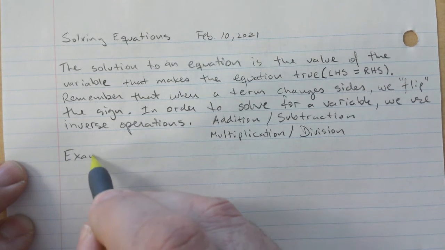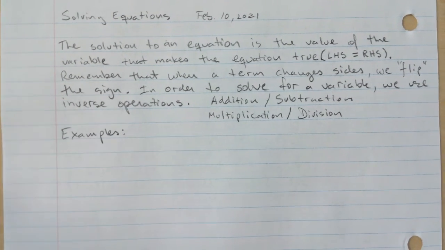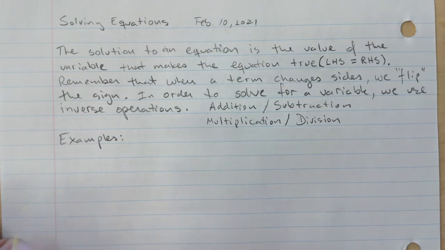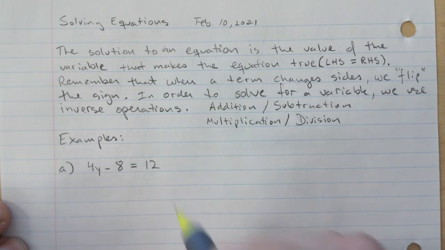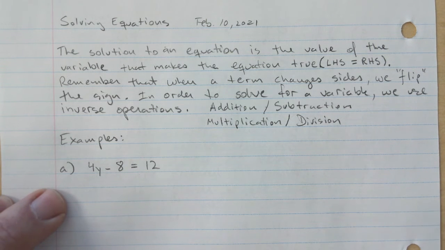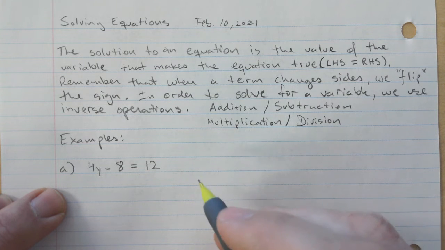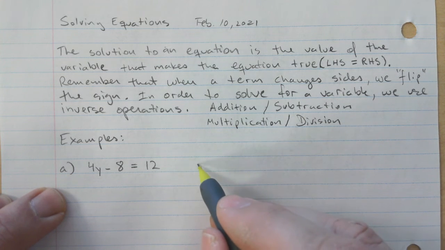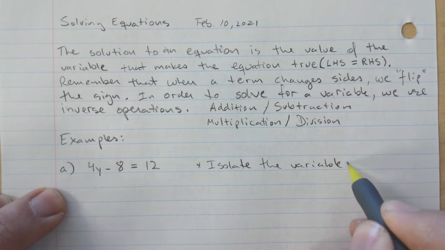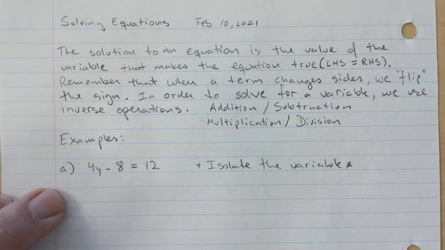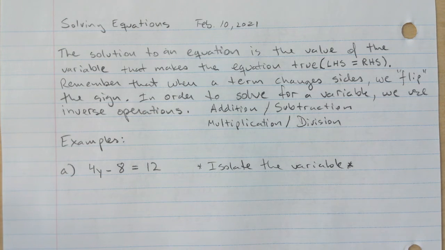So examples. A: 4y minus 8 is equal to 12. And normally the goal is to isolate the variable. That's the ultimate goal for us, right? You want to bring all the variables to one side and make it so that there's nothing around it. So you just want the coefficient of 1 in front of it. That's basically your ultimate goal when you're trying to solve an equation.